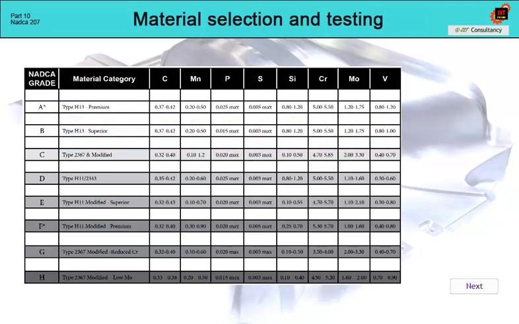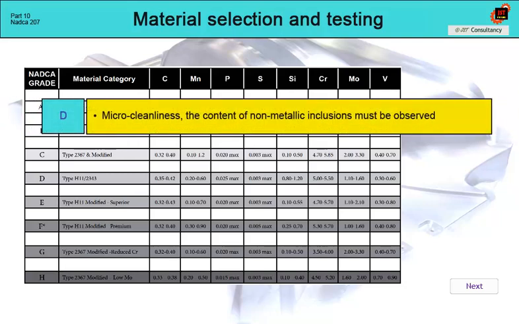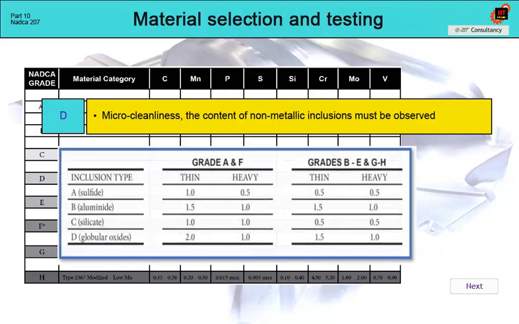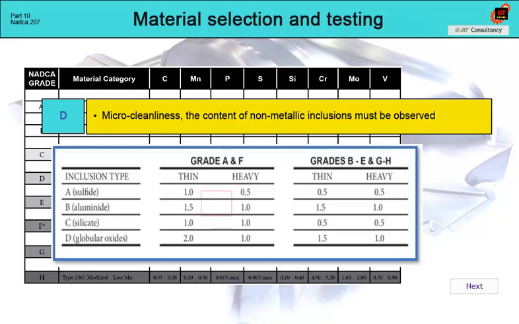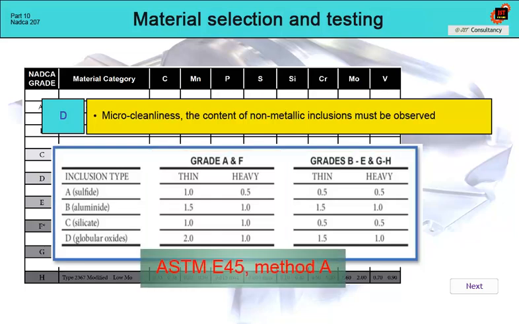The next condition in order is Condition D. The material must be produced in sufficient purity with the content of non-metallic inclusions according to the table. The purity of the material differs for steels of series A and F, and for series B, E, G, and H according to the NADCA specification. In all cases, the purity of the steel is evaluated according to the American standard ASTM E45, Method A.